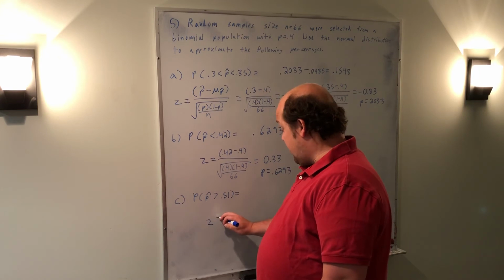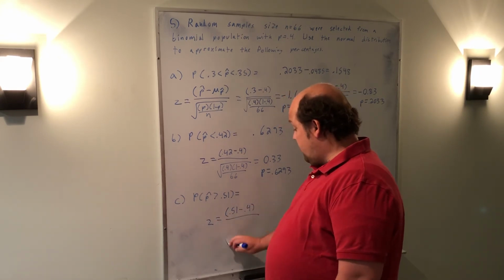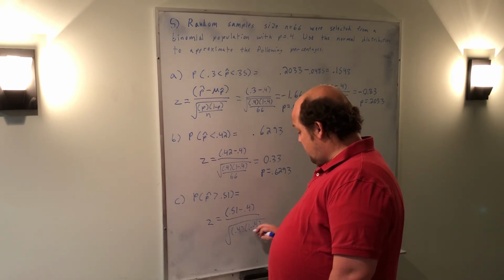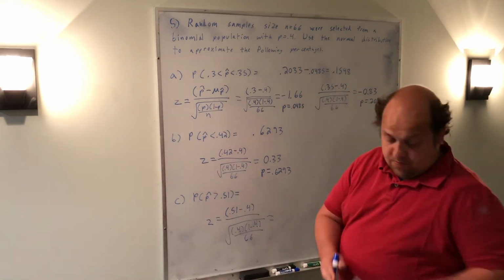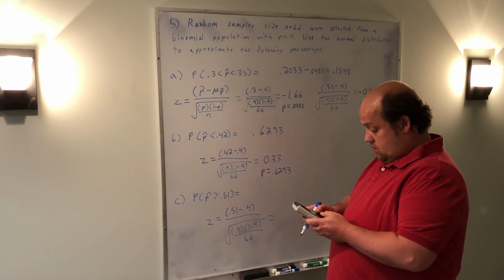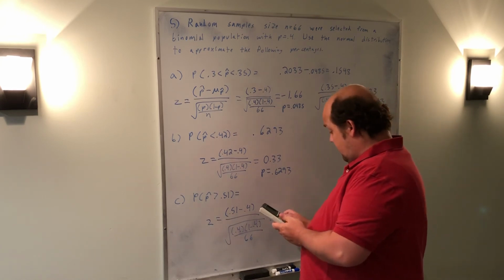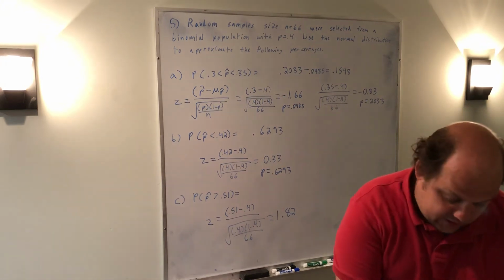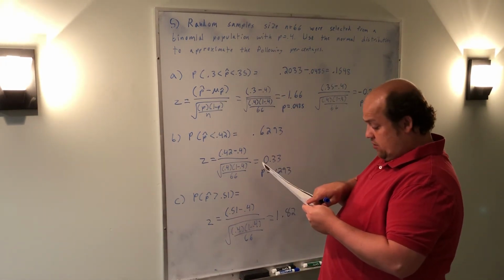For the final part here, when I'm doing p hat is greater than 0.51, again, I need to find a z-score for 0.51. So I do 0.51 minus 0.4 over the root of 0.4, 1 minus 0.4 over n, which is 66. So I put in 0.51, and I get an answer of 1.82.